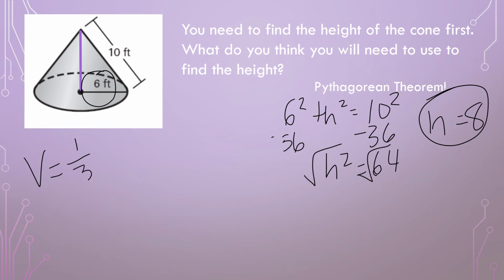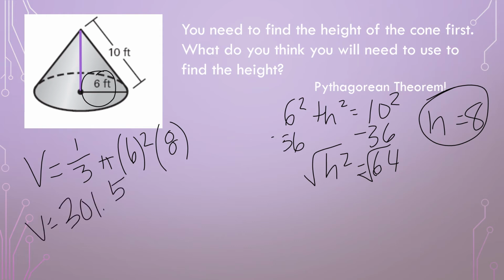Volume equals 1/3 times pi times radius squared times the height, which is 8. Plug it in your calculator, you get 301.59 feet cubed.